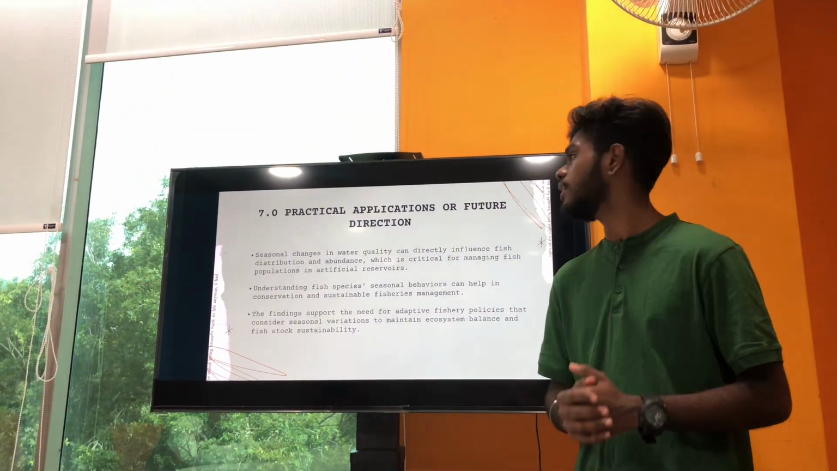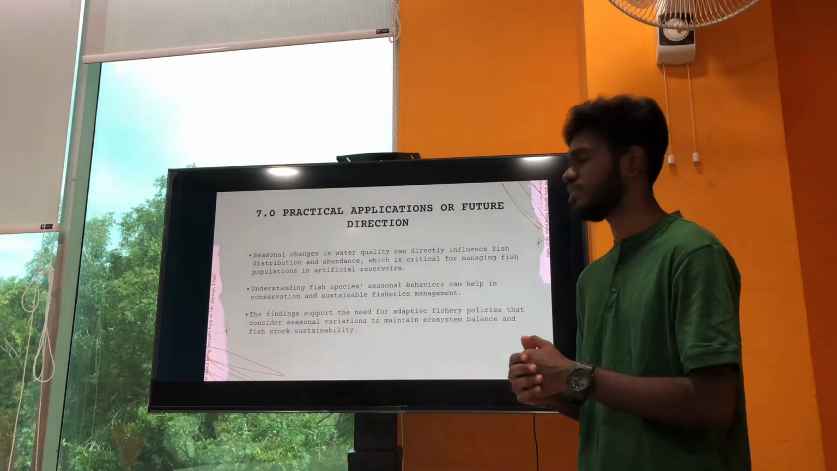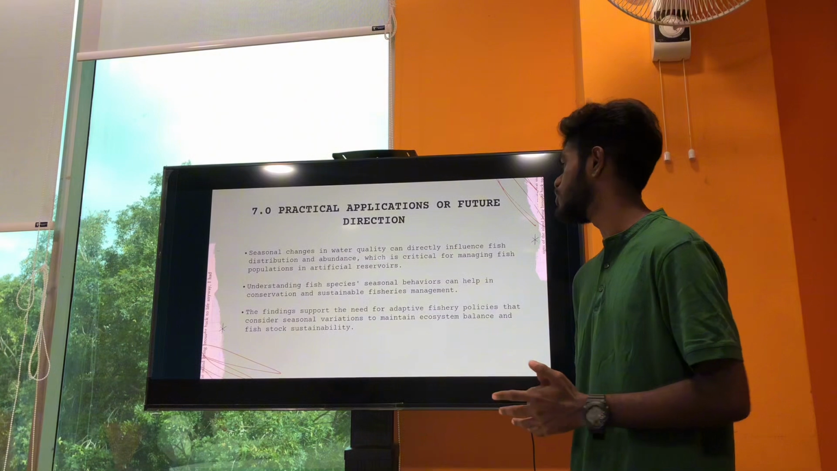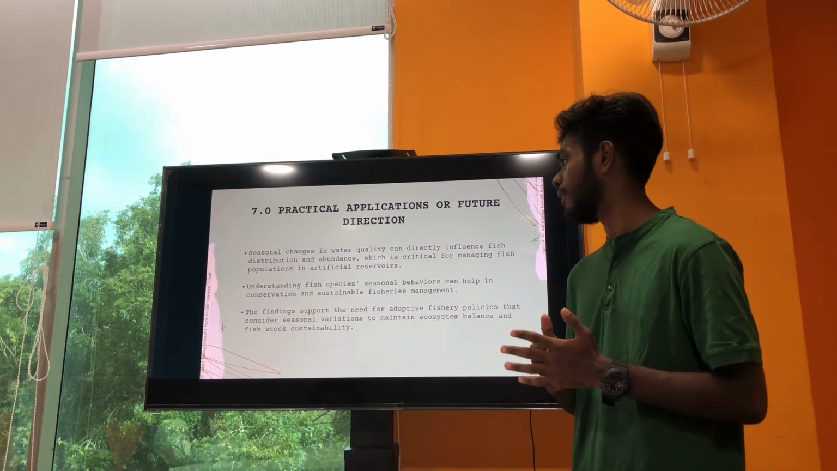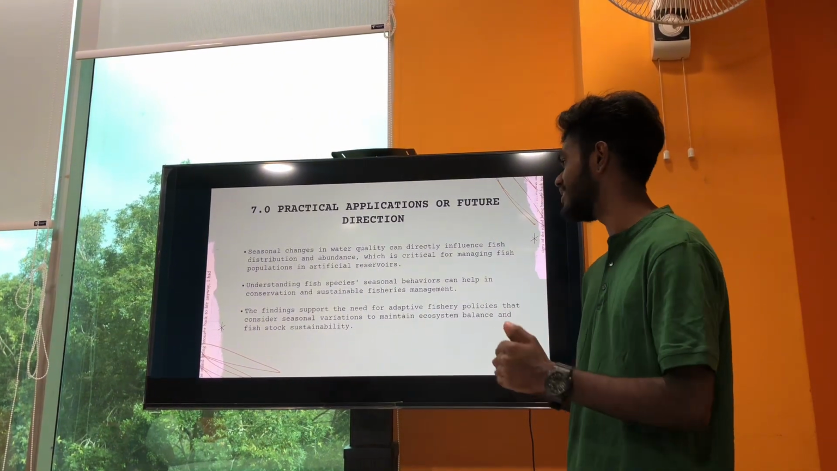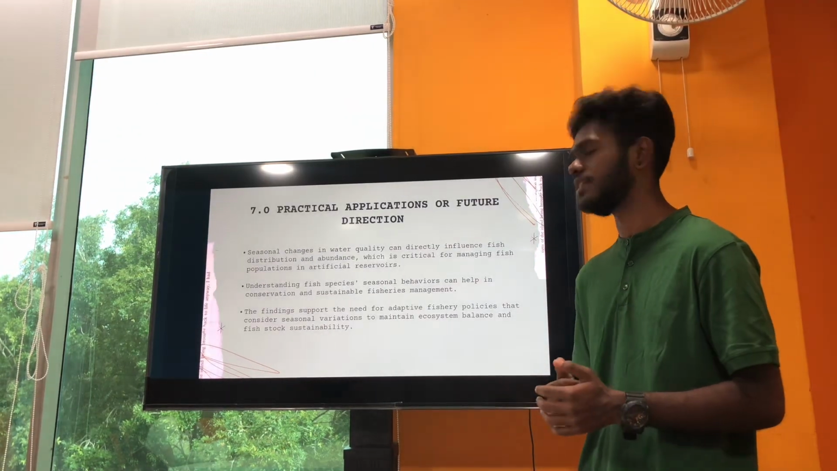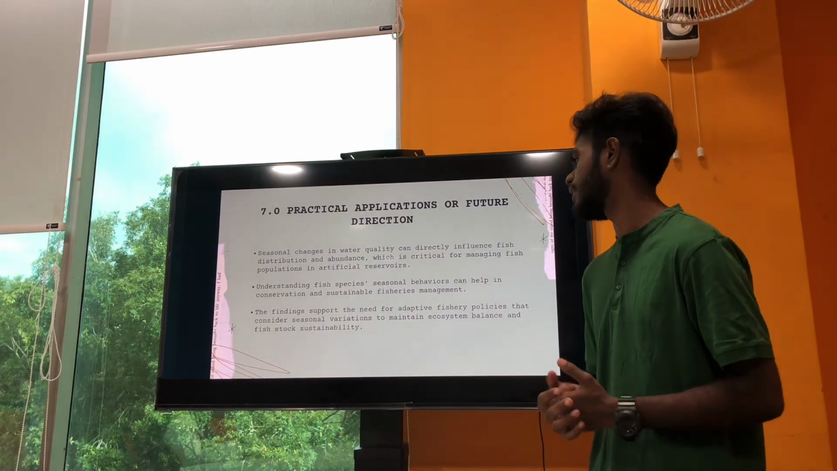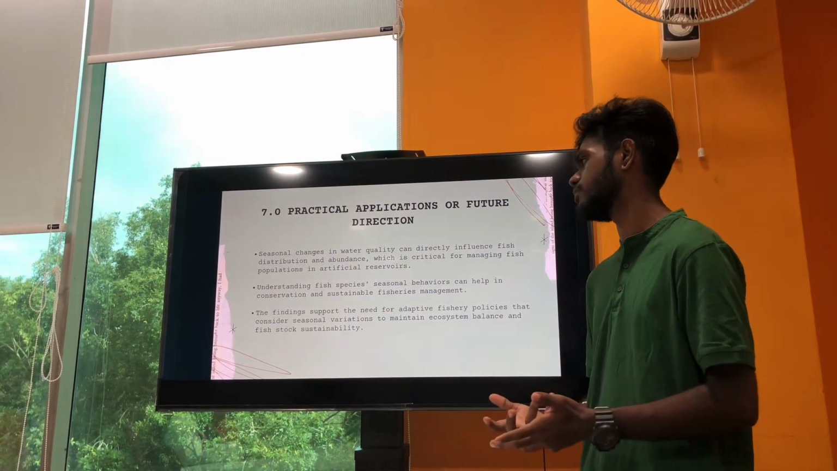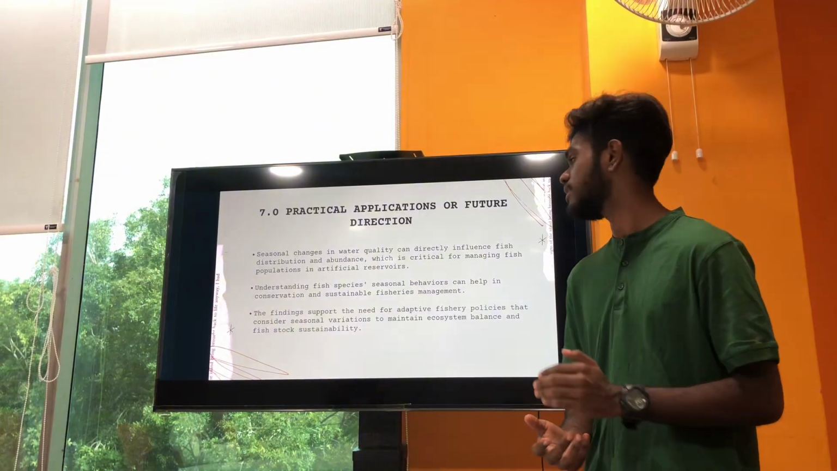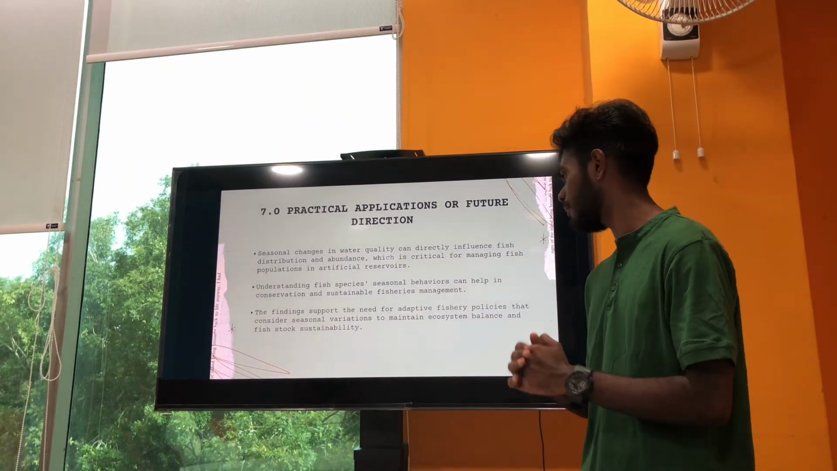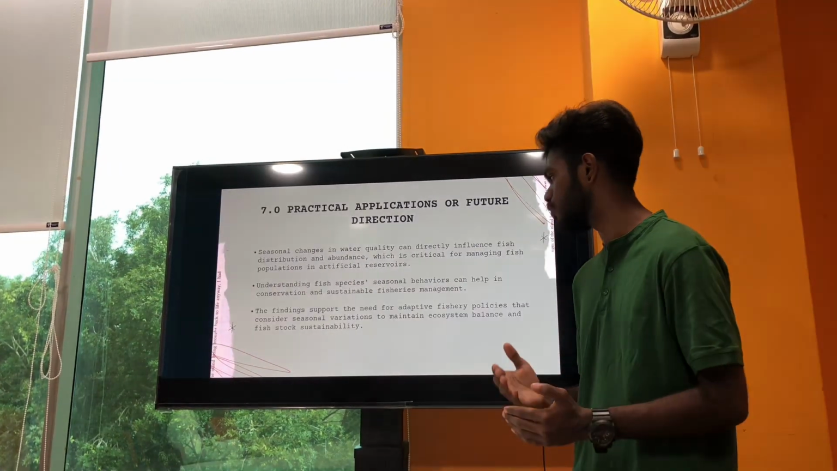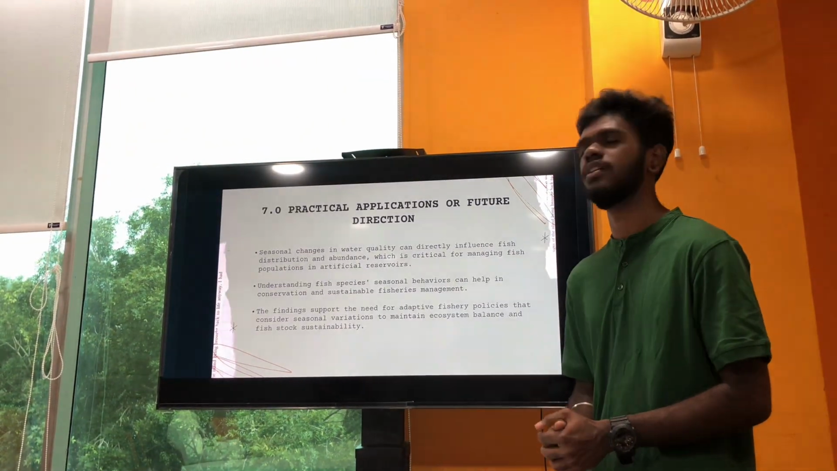For the last part, the practical applications and future directions. Seasonal changes in water quality can directly influence fish distribution and abundance, which is critical for managing fish populations in artificial reservoirs. Understanding fish species' seasonal behaviors can help in conservation and sustainable fisheries management. The findings support the need for adaptive fishery policies that consider seasonal variations to maintain ecosystem balance and fish stock sustainability.